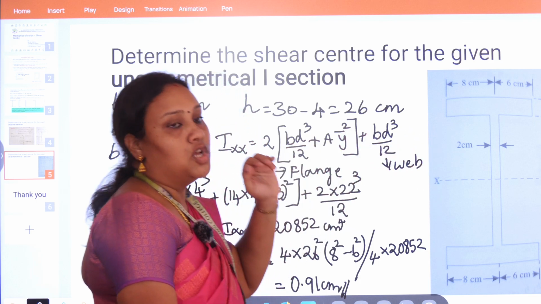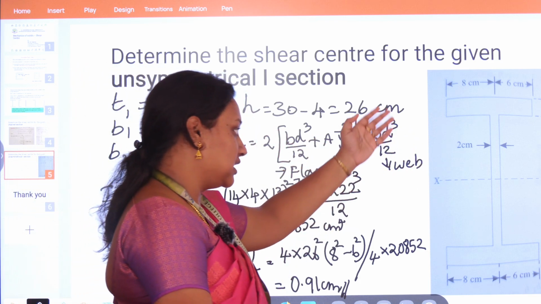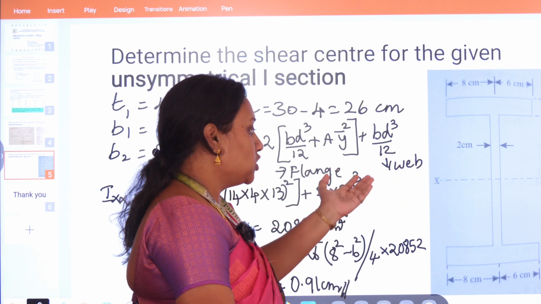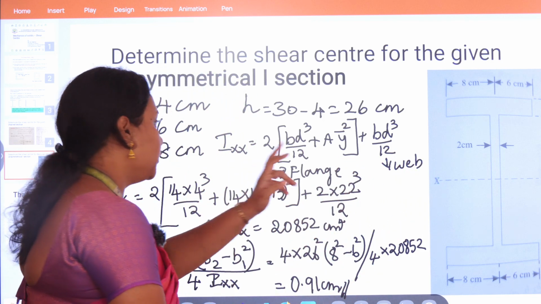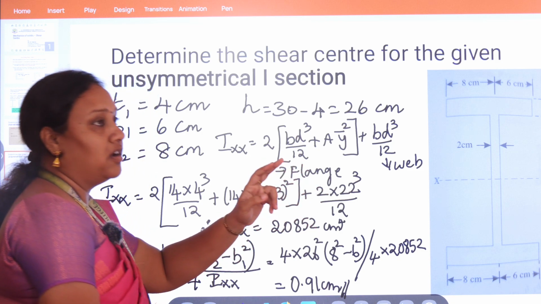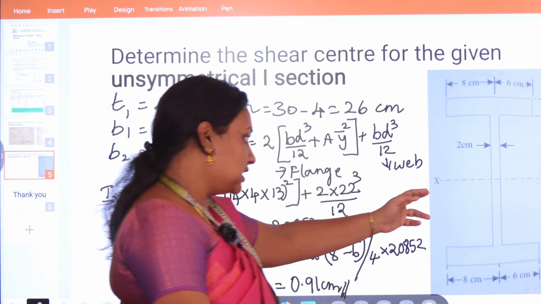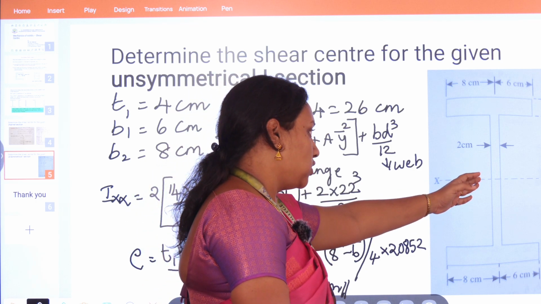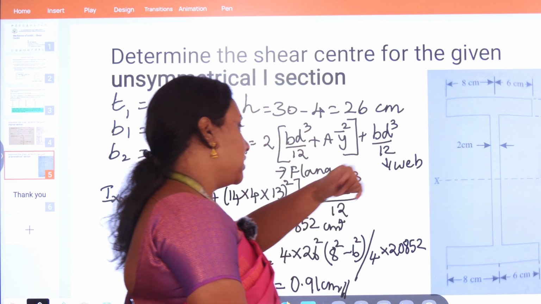From the overall height, when we subtract the thickness of the flanges, we will obtain the height of the web. So to begin with, for this unsymmetrical I section, you can see it is symmetrical about the y-axis, and it is not symmetrical about the x-axis. So for this type of I section, the shear center lies at some point from the centroid of the axis, either above or below the centroid.